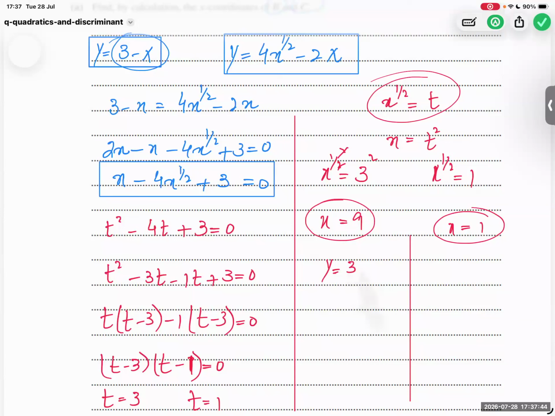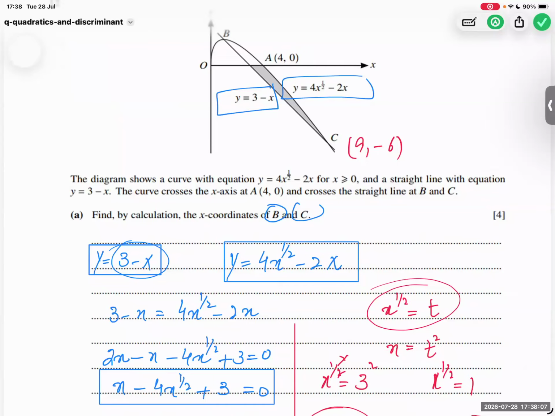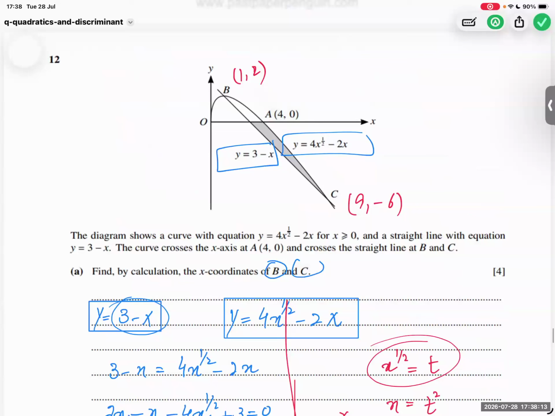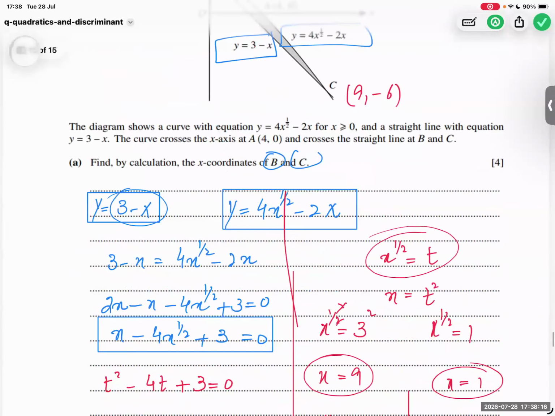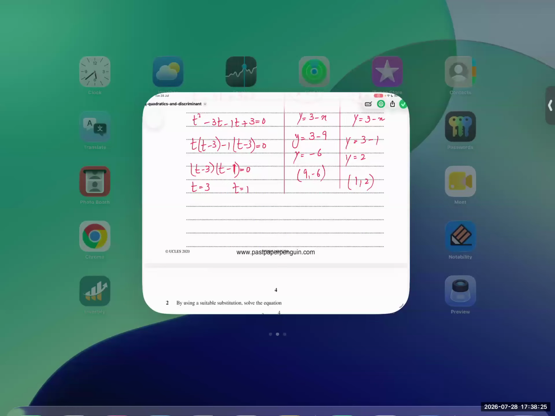Now we have two answers for x, 9 and 1. So y was equal to 3 minus x. x is 9, so y would be 3 minus 9, that is equal to negative 6. So it is 9 and negative 6 here. y equals 3 minus 1, that is equal to 2. So that is 1 and 2. So 9 and minus 6 would definitely be C, and 1 and 2 is going to be this one, right? Yes. So these are the points of intersection. I hope it's clear, Ayan. Any confusion related to this? Yes.